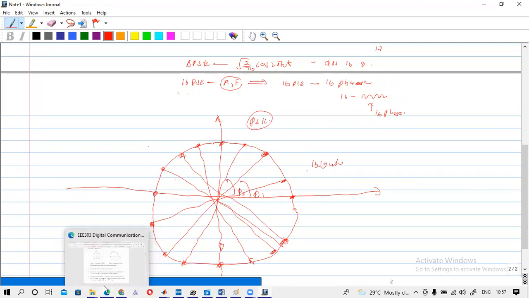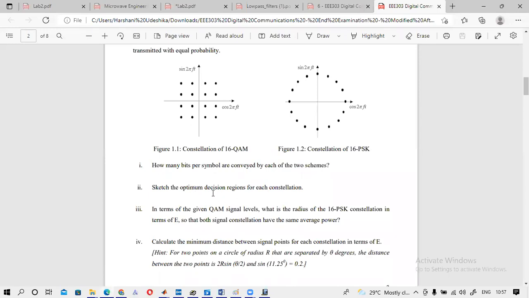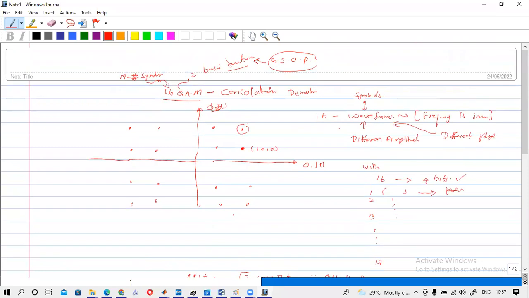So now what is the question? You are asked to draw the optimum decision region for 2 cases. How can we draw that? Actually, you have to define the decision region, to check whether the received symbols are correct or not.